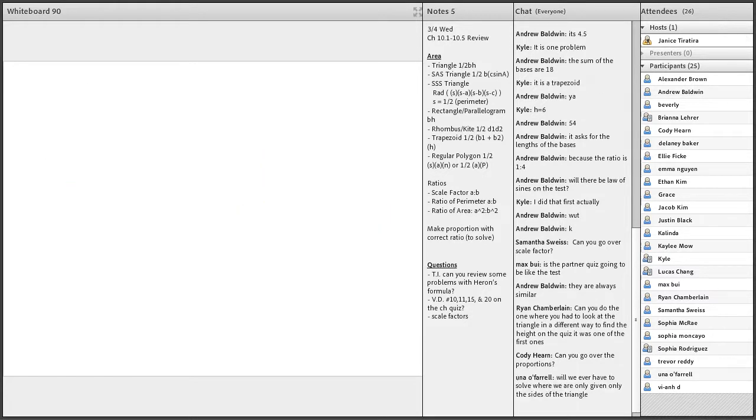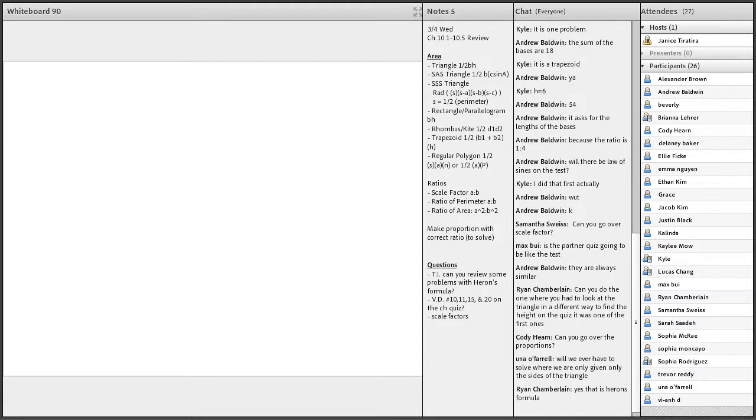Yes, proportions. Maybe the one where you had to look at the triangle a different way to find the height, the first one on the quiz. Oh, okay. Yes. All right. Ryan, I'll come back to you, and then Cody, I'll come back to you. Will we ever have to solve if we're only given one side of the triangle? What kind of triangle, Una? What kind of triangle?